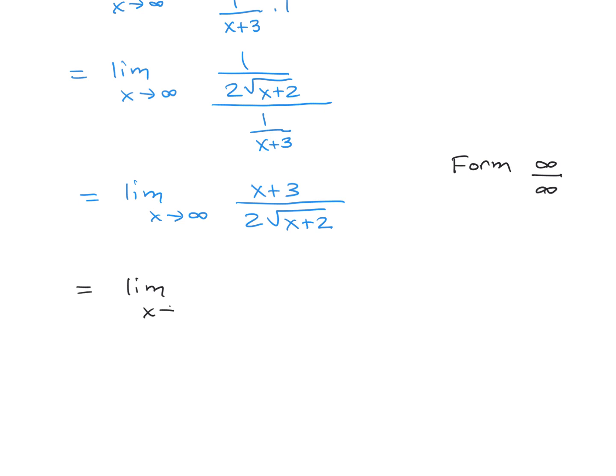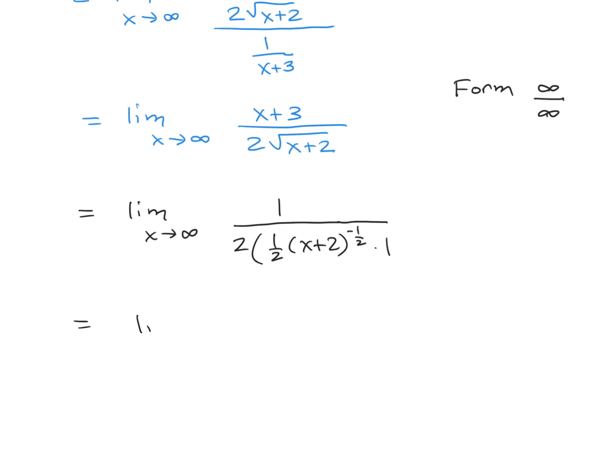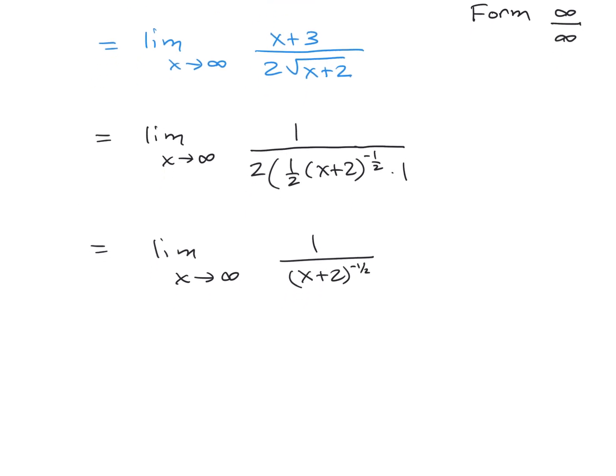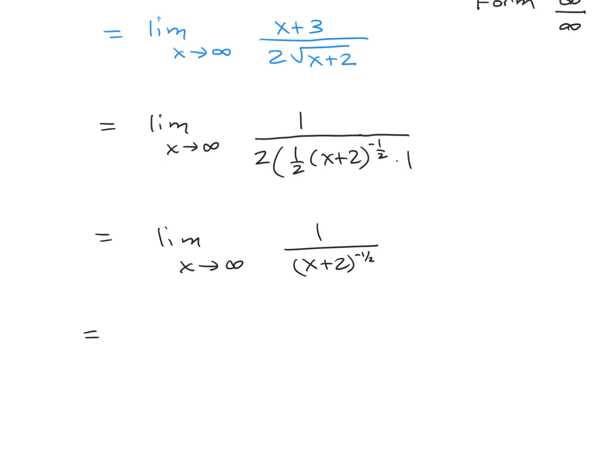So it's the limit as x goes to infinity with the derivative of the top, which is just 1. And then down below, we've got a 2 times 1/2 (x plus 2) to the negative 1/2 power times a 1 by the chain rule. We saw that derivative earlier. So that's going to be the limit as x goes to infinity of 1 over (x plus 2) to the negative 1/2. Well, that's actually an exponent. And we can now simplify that down by moving that negative exponent to the numerator.